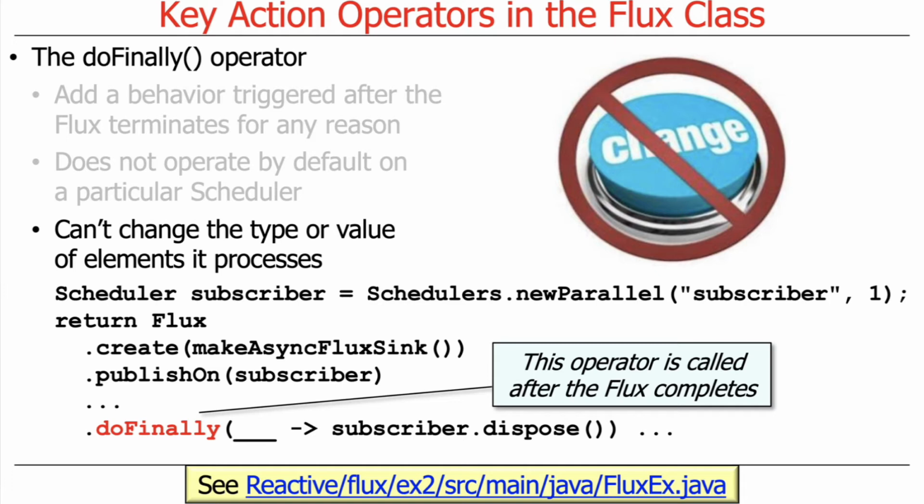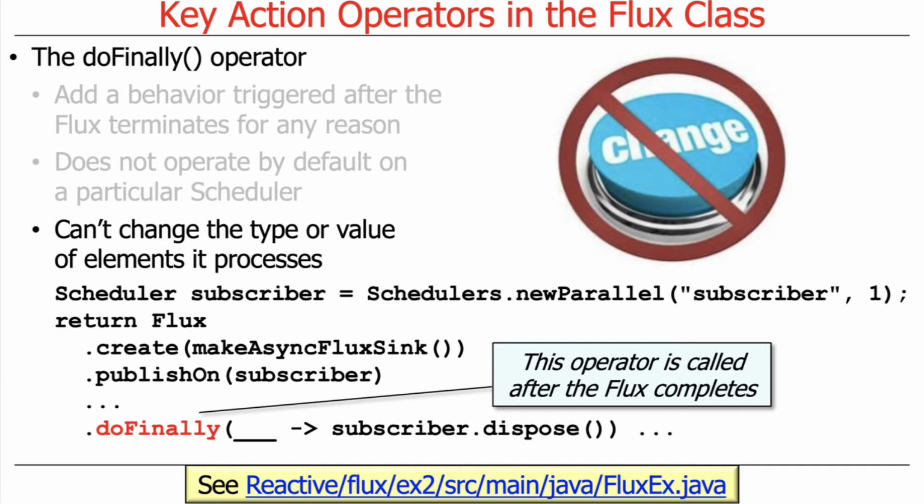By default, doFinally does not operate on a particular scheduler, and you can't change the type or the value of the elements it processes. Here's a very simple example, which actually turns out to be quite useful. If you recall, when we talked about the newParallel factory method on the Schedulers utility class, I mentioned how it returned a scheduler that needed to be explicitly disposed of. Otherwise, your program would hang, would not exit, because the threads created by newParallel are not, in fact, daemon threads. So they will continue to live even after the main thread might go away.